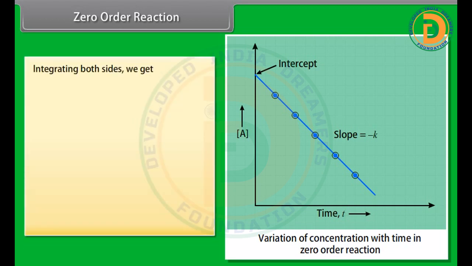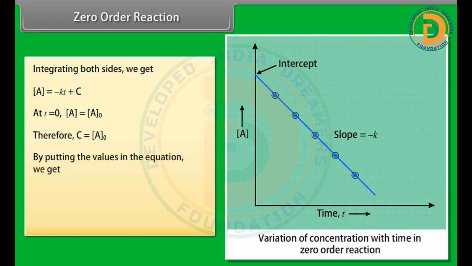Integrating both sides, we get [A] is equal to -Kt plus C. At t is equal to 0, [A] is equal to [A]0. Therefore, C is equal to [A]0. By putting the values in the equation, we get [A] is equal to -Kt plus [A]0. Or it can be written as K is equal to 1 upon t multiplied by ([A]0 minus [A]).